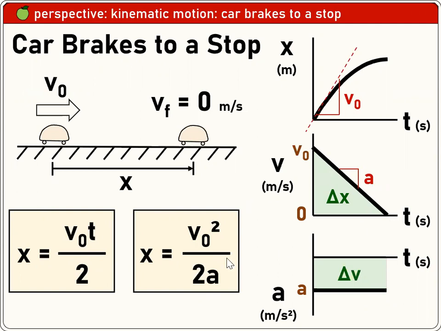How about stopping distance in terms of acceleration? Hey, if you cross multiply this 2a, isn't that v squared equals 2ax? That looks a heck of a lot like that third kinematic expression.